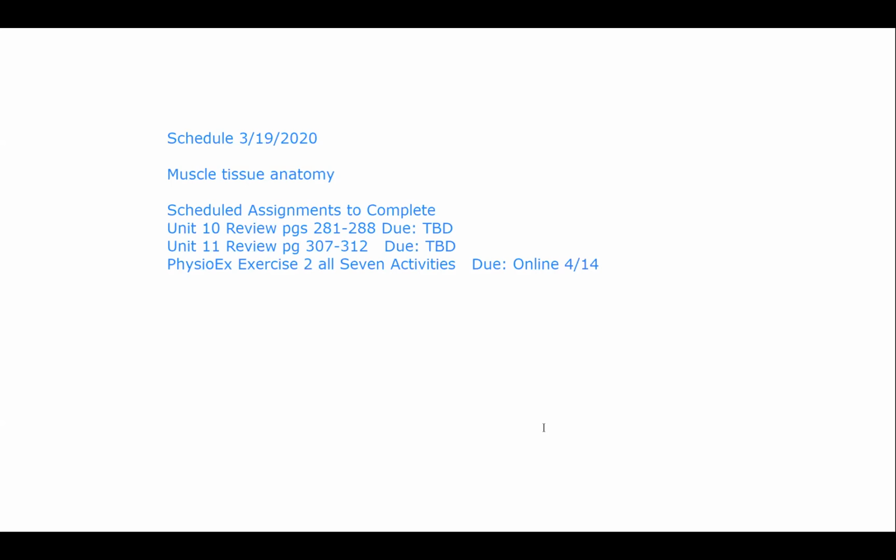As you can see from our schedule, and I've had several questions on this, so I want to make sure that we cover this. You are still going to be completing and turning in your unit reviews. This section has two of them, units 10 and 11. However, let me grab that real fast. For those, I haven't given you a set due date yet, because I don't want to be inundated with emails. I'm hoping that once we're given a timetable of when we'll return, or if we will return for that matter, then we'll be able to turn them in person like we normally do.